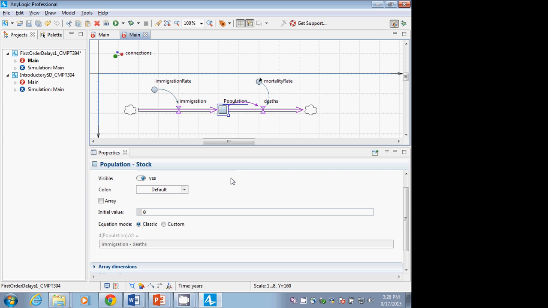At that point, the rate of deaths will be 1,000 times mortality rate, right? Times 0.02, which will be 20. Those two will be equal.